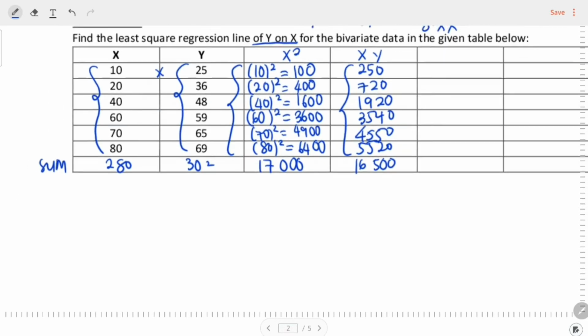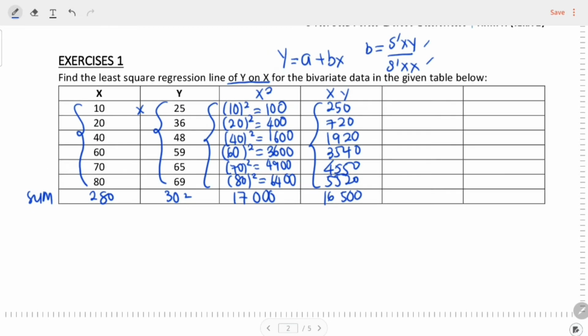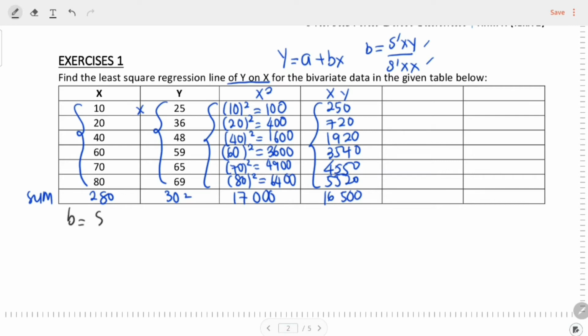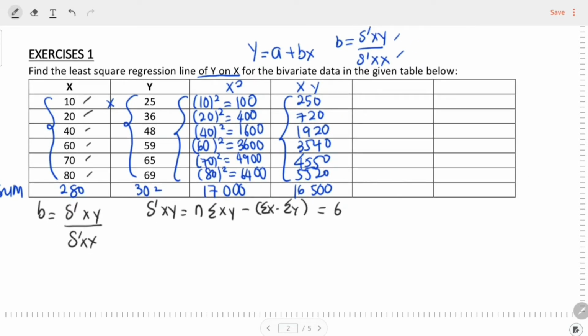Based on these given values, we can find our constant b first. b is S'xy over S'xx. First find S'xy, which equals n sum of xy minus sum of x multiplied by sum of y. We have 1, 2, 3, 4, 5, 6 data, so n is 6. Sum of xy is 16,500, minus 280 multiplied by 302.